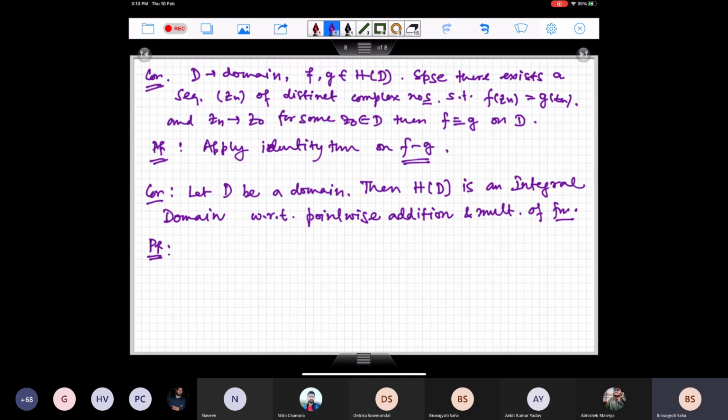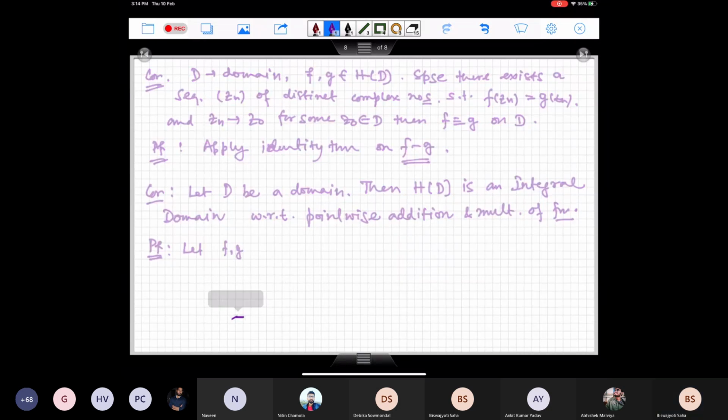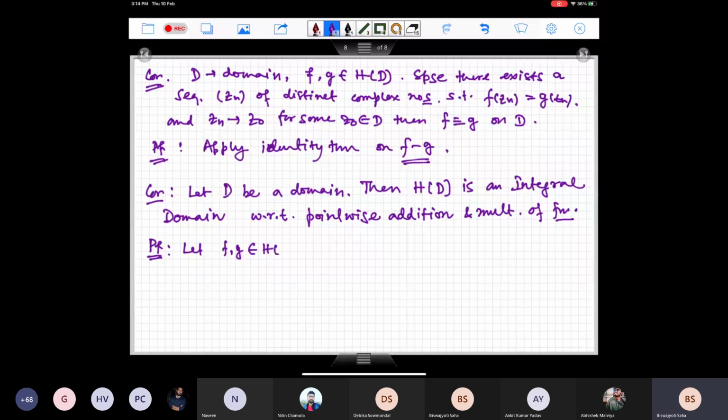So what am I going to do? I am going to start with two functions whose product is equal to 0 on D. Then I have to show that one of them has to be equal to 0. So let f, g belong to H(D) such that the product f times g is identically 0 on D. This is actually very interesting. The proof is quite easy.